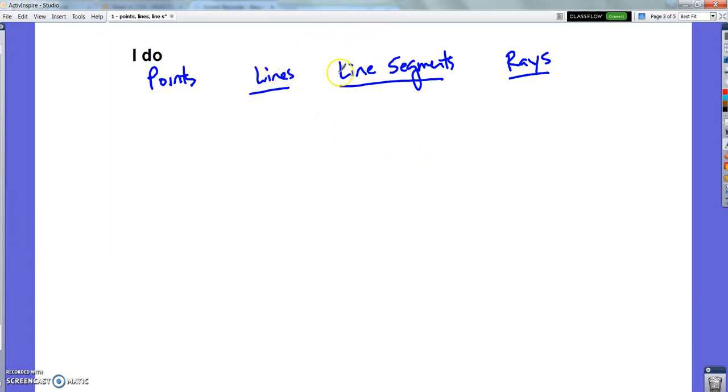Let's start with line segments. Line segments are things like this, like on a triangle, let's say. Each side here would be a line segment. It goes from here to here. This is a line segment. It's straight, and it has an end on both sides. Those are called line segments.